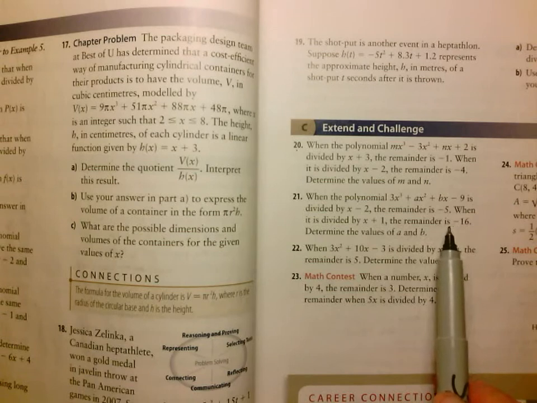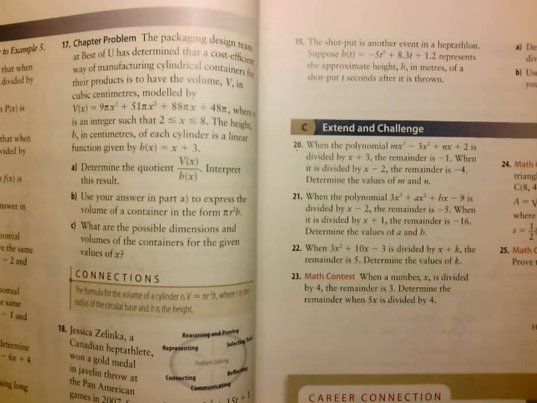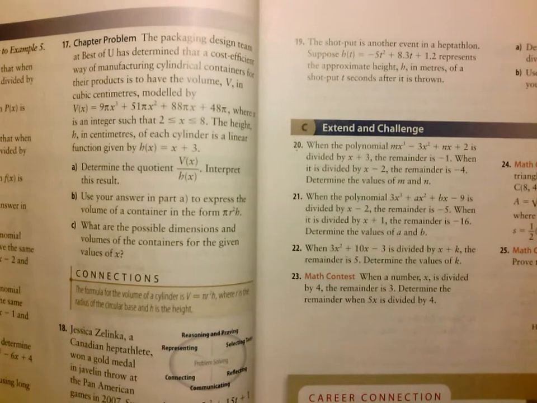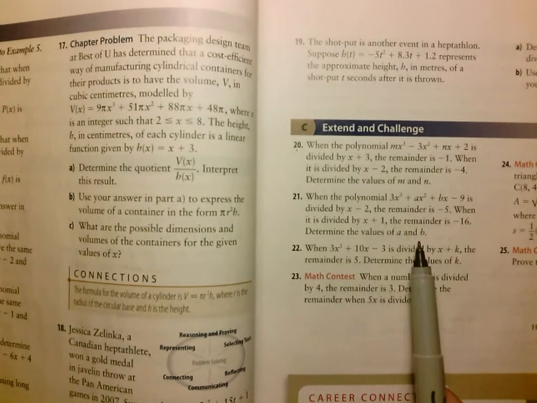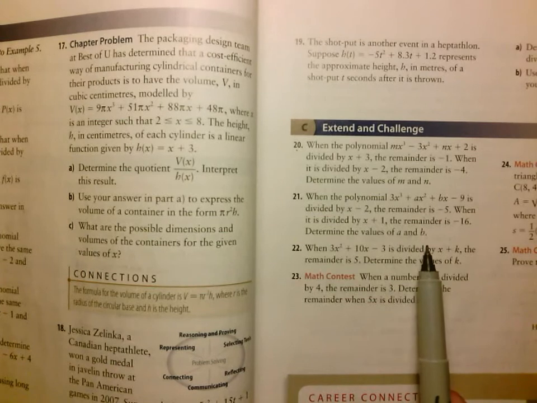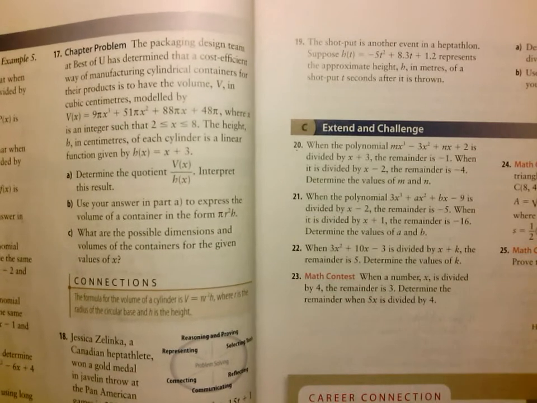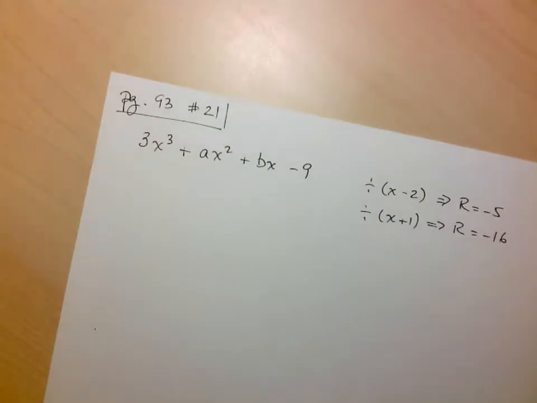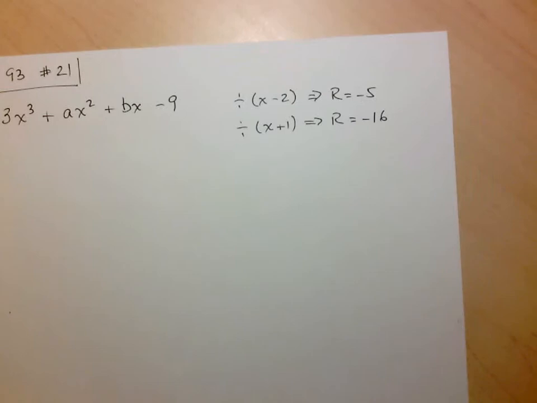So the remainder theorem allows us to avoid doing the actual division if all we're looking for is the remainder. And they want us to determine the values of a and b. So anytime I'm looking for two unknowns, chances are I'm going to have to solve a system of equations in two unknowns. Okay, so let's move this over here.